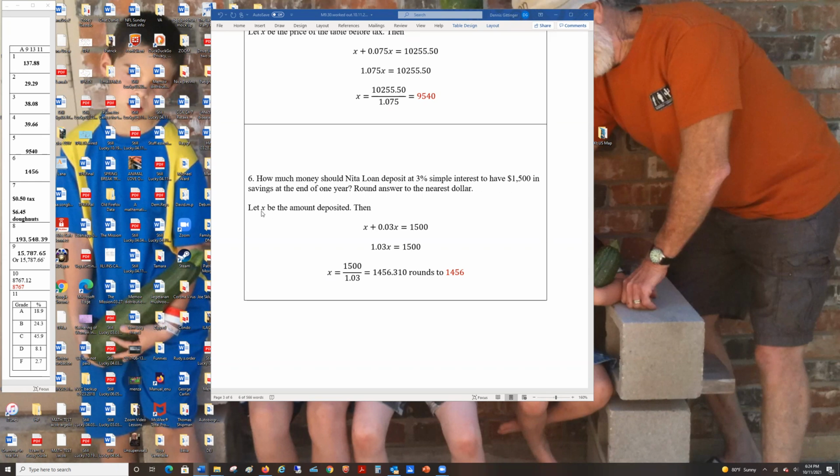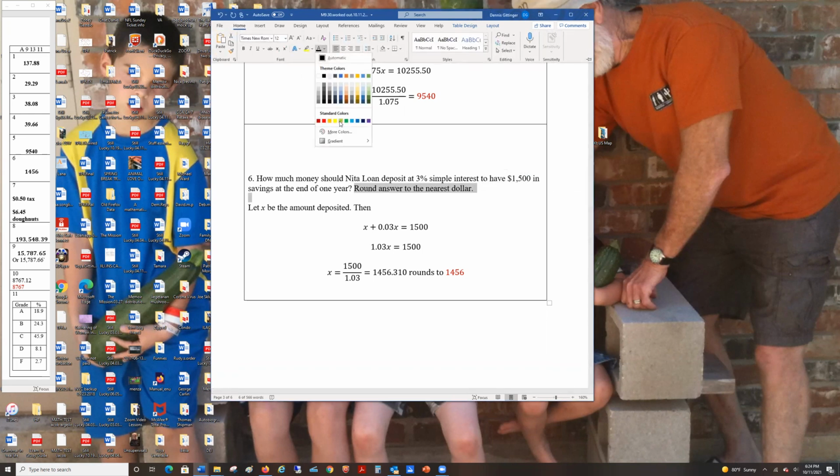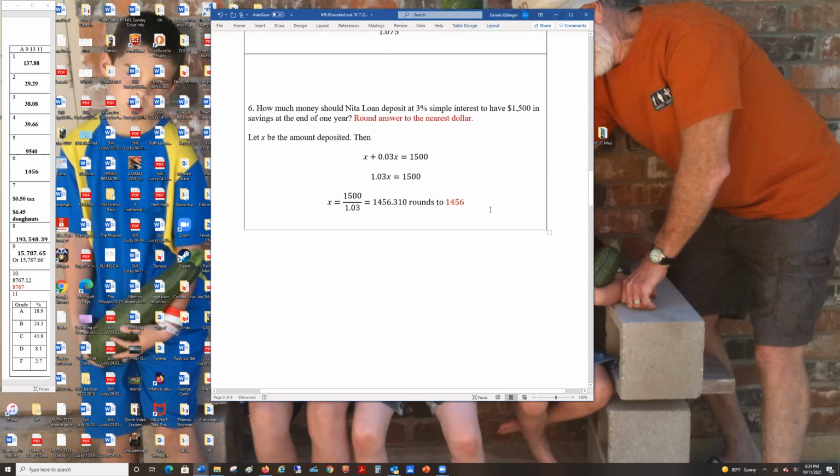But the amount deposited is X, let's say, and when you add 3% of X, you want that to equal 1,500. Again, this is 1x plus 0.03x, which is 1.03x. Divide 1,500 by that, and you get 1456.310. I put one more digit out there in case I'm rounding to the nearest penny, but guess what? It says round answer to the nearest dollar. And if you don't do that, well, you're going to lose points. So let's not lose points over something that you can really avoid pretty easily.